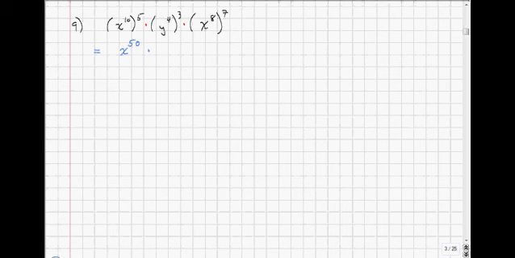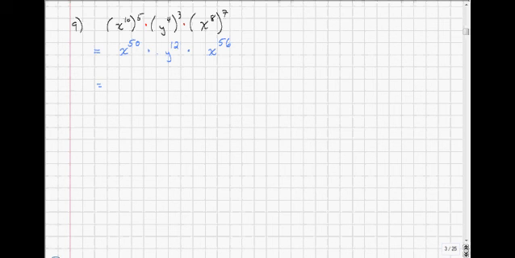Likewise, y to the 4th, then raised to the 3rd, that would be y to the 4th times y to the 4th times y to the 4th. 3 groups of 4 y's multiplied together. So we'd have 12 y's all multiplied together, y to the 12th. And likewise in the last factor, x to the 56th power. 7 groups of 8 x's multiplied together, x to the 56th.